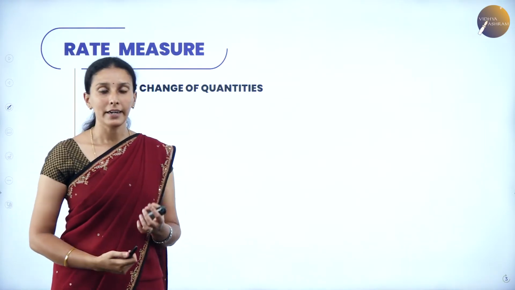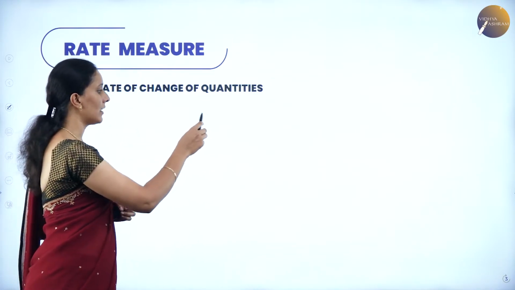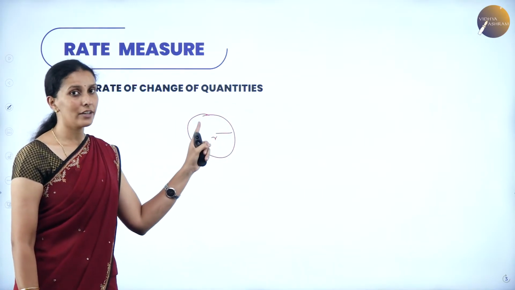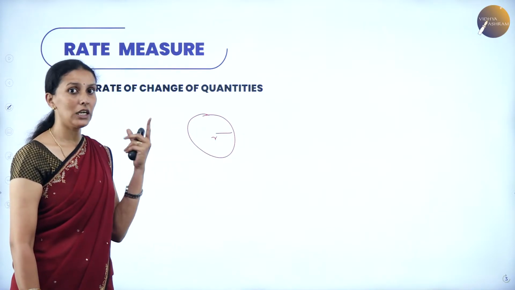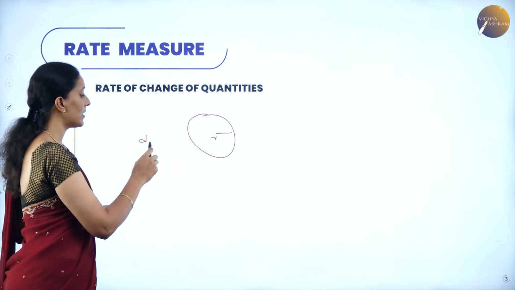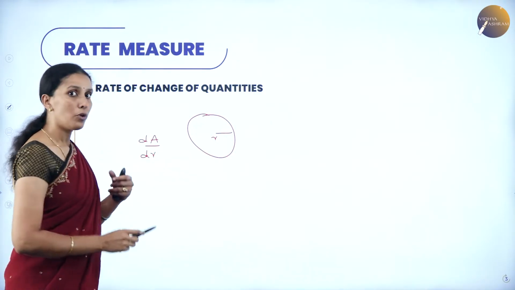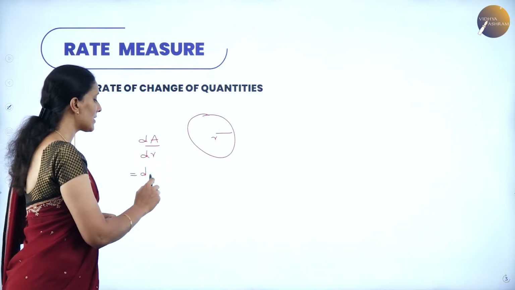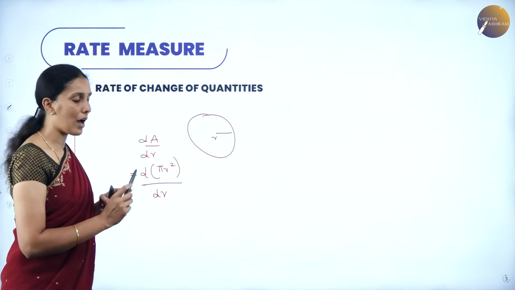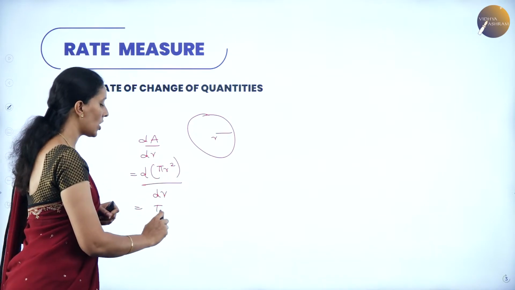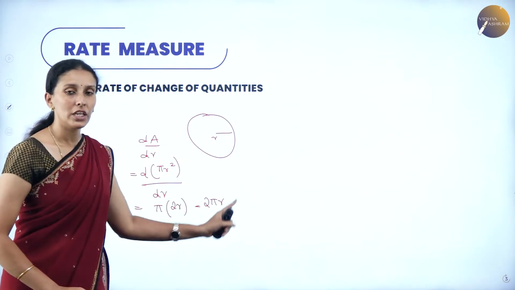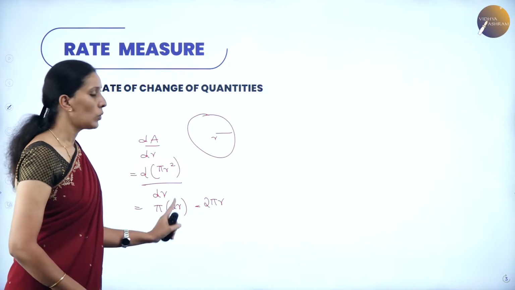When it comes to the geometrical section, consider a circle with radius r. When r increases, obviously the area of the circle increases. When r decreases, the area decreases. So how can we express the change in area with respect to radius? We can express it as dA by dr. How to derive it? We know that area is pi r square. We differentiate with respect to r only. Pi is a constant, and the derivative of r square is 2r, so it is equal to 2 pi r. So the change in area with respect to radius is 2 pi r.